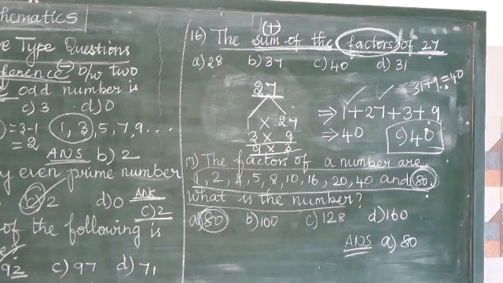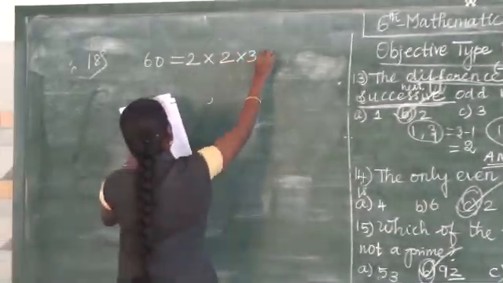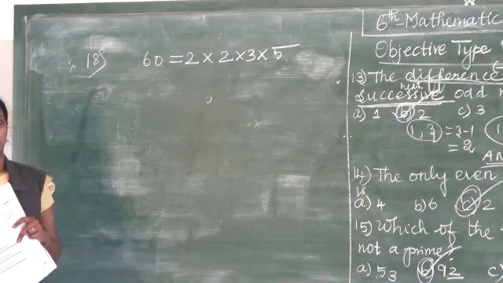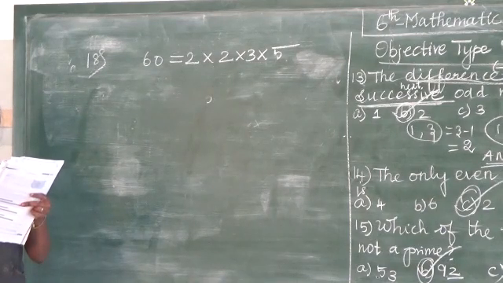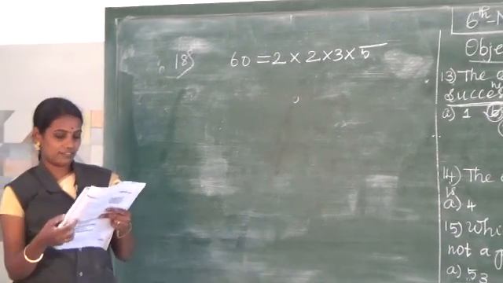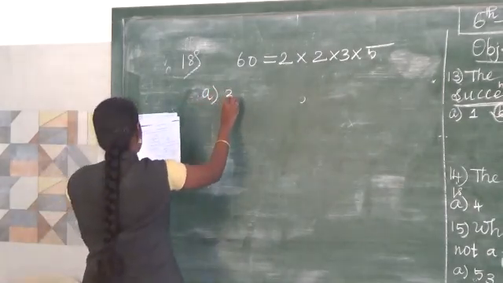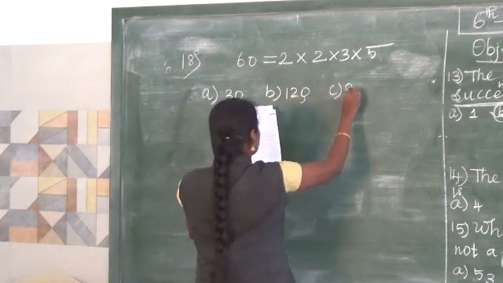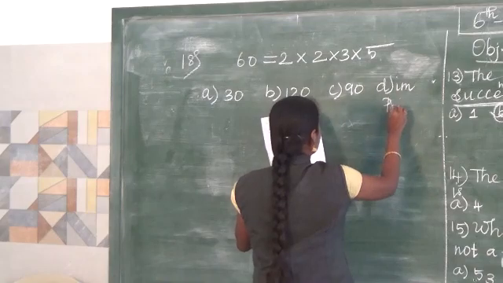Okay, the prime factorization of 60 is 2 into 2 into 3 into 5. Here the word is prime factorization. Don't forget that the word is prime factorization. They are asking: any other number which has the same prime factorization as 60? The options are A 30, B 120, C 90, D impossible.